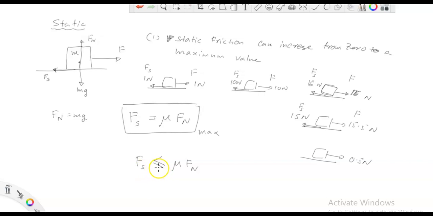So in this case mu times Fn is 15. That's the maximum it can get, but Fs can start from 0, and can be any in-between value as well. Okay, so if you want to move this, you need to apply at least this much force, and if you can apply a little more than that, you can move the object with a little bit of acceleration. So let's try an example. Let's put some numbers and see how this works. All right.